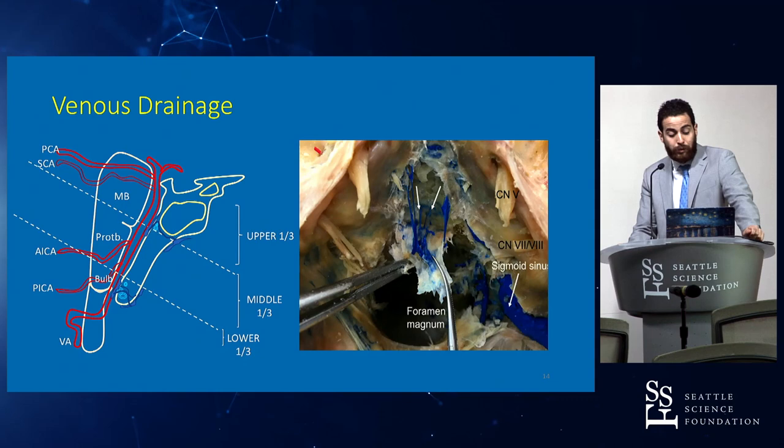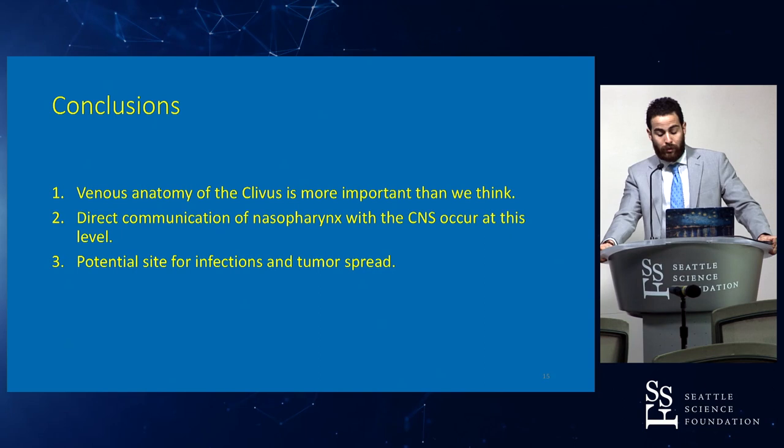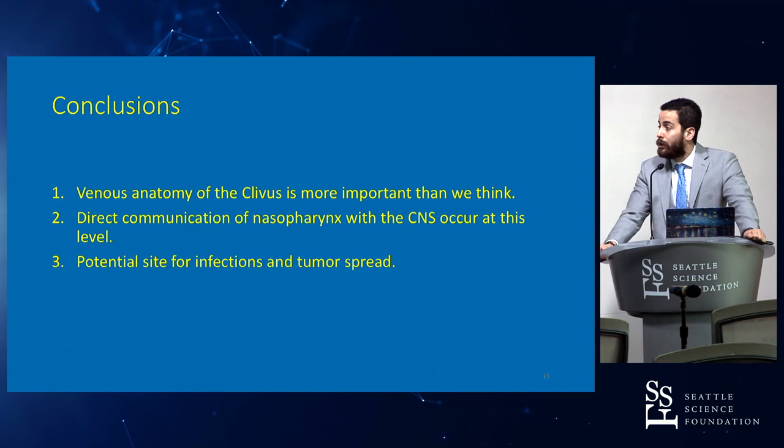Why is this important? For closing up and conclusion, now we know a little bit more about how structures deep down in the central nervous system can communicate to the outside world, to the retropharynx, to the sinus area, because as we saw, these transclival veins are very close to the sphenoid sinus, and these are potential sites for infections and tumor spread.